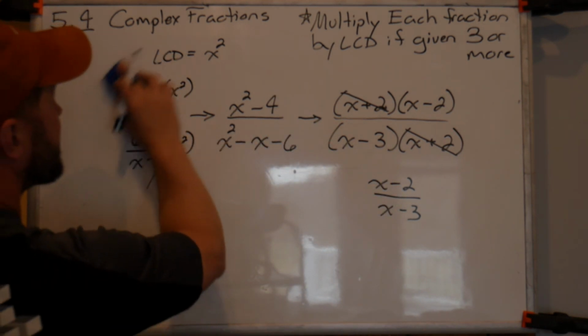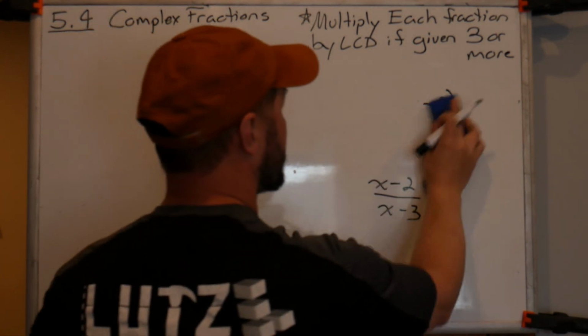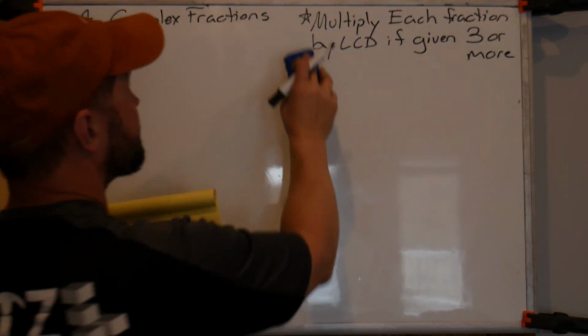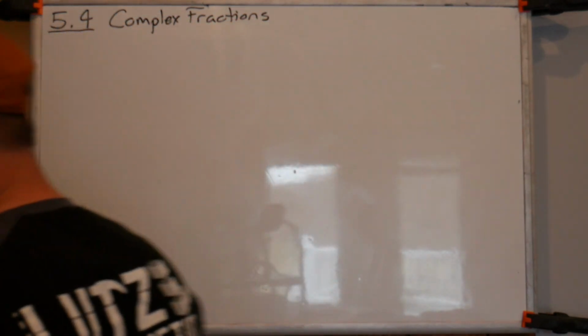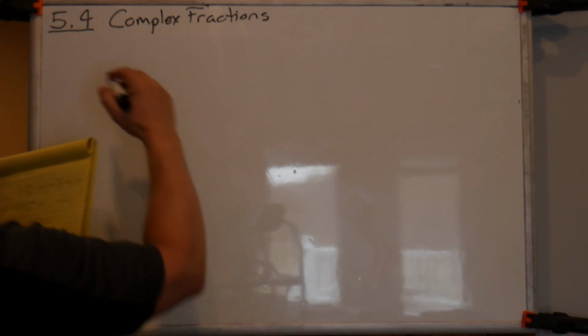If you don't like that trick, if you really don't like cross-canceling and thinking that way, you can change every single term to a fraction with the same denominator. Make them equivalent fractions and add everything together. You just got a couple extra steps involved.